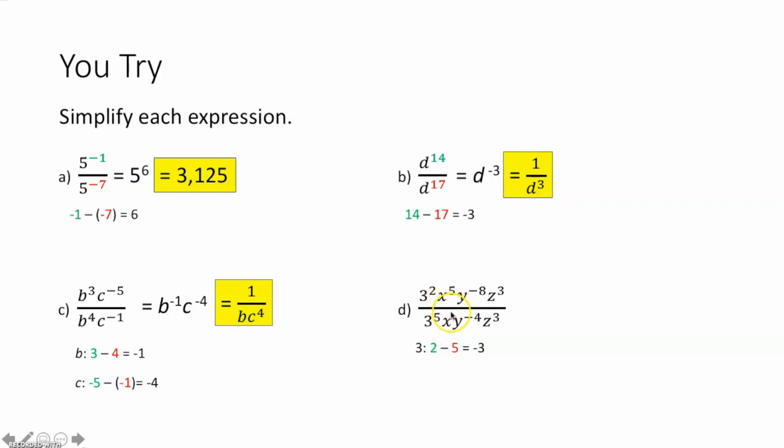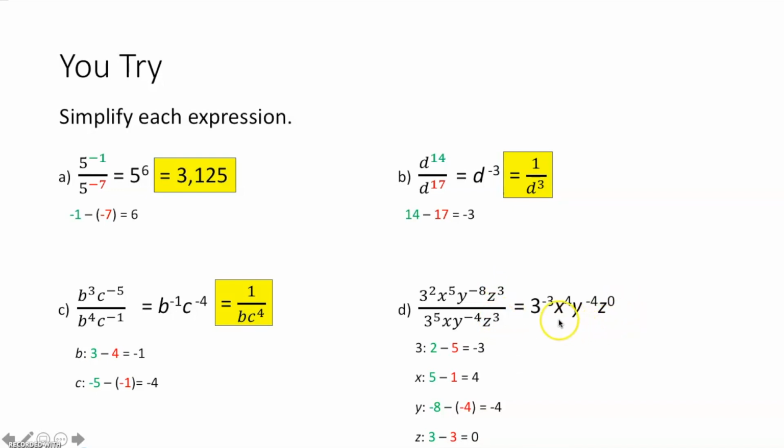So what's 5 minus 1? That's going to be 4. So we get x to the fourth. Y to the negative eighth over y to the negative fourth. Subtract these two exponents and you end up getting negative 8 minus negative 4, or negative 8 plus positive 4. That's negative 4. And then z to the third over z to the third. What's 3 minus 3? That's 0. So you technically get z to the 0 power.